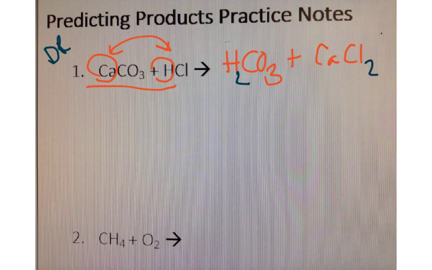Okay, and the very last step is to try to balance it. So remember, we can never, ever change the compounds themselves. All we can do is change the coefficients. So in order to balance this reaction, we are going to need to put a 2 in front of the HCl. All right, there you go. There's the first one. The next one that we're going to do is number 2. And once again, as with everything, you have to first identify whether there is a combustion reaction or not.